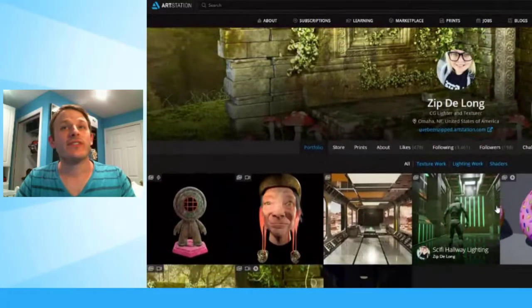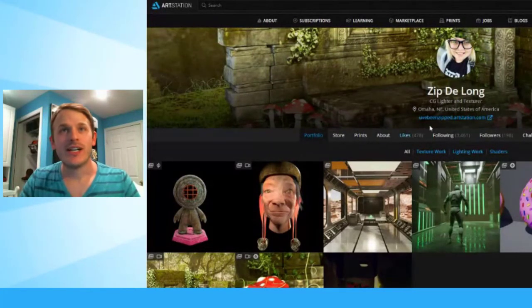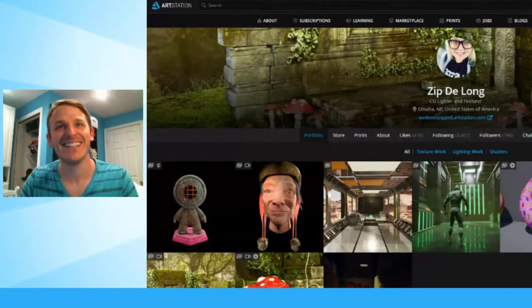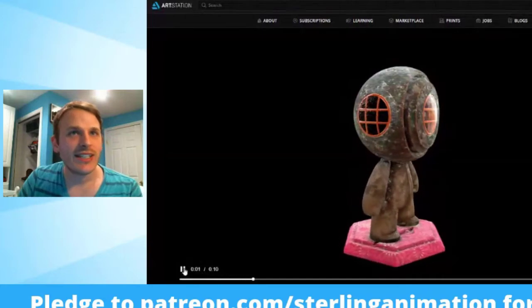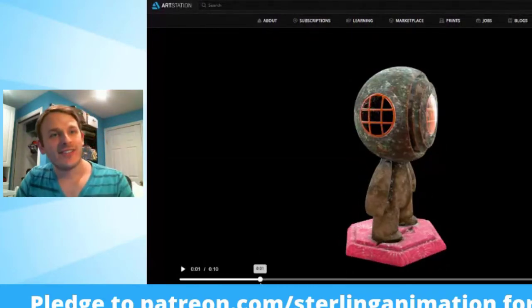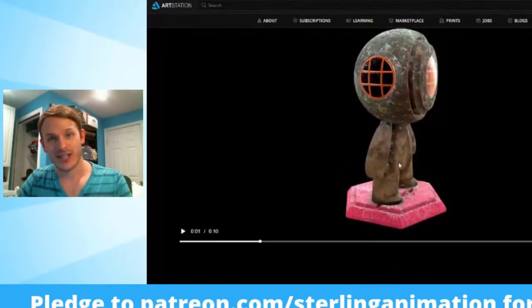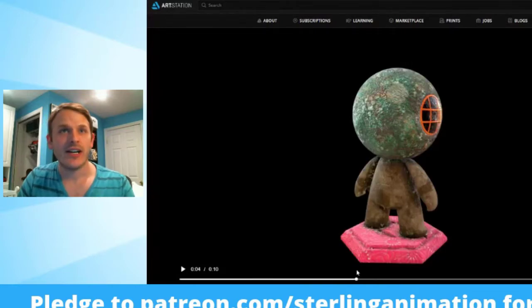Cool guys. So this is Zip De Long from Omaha, Nebraska. I know my states, I think. And yeah, I like this little guy. The only thing here is that he doesn't have a face, so people are going to see that and think, whatever. Even though it's a character, this is more like hard surface modeling. They're going to consider that.